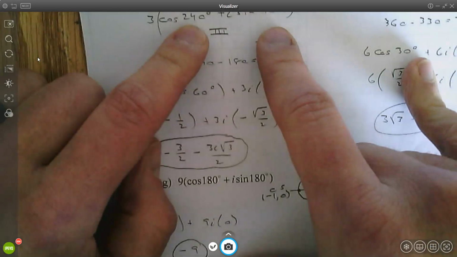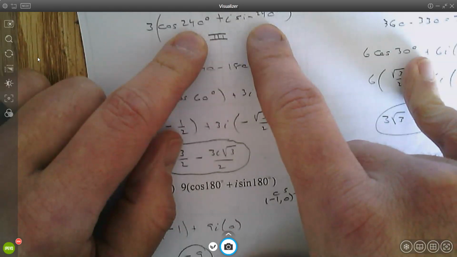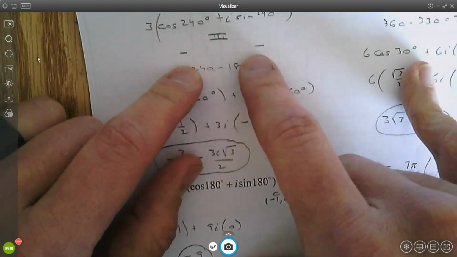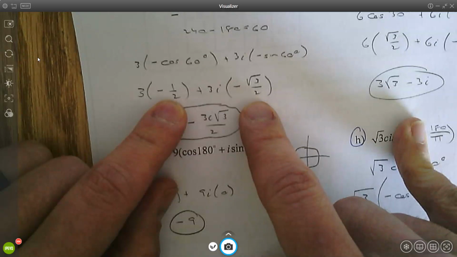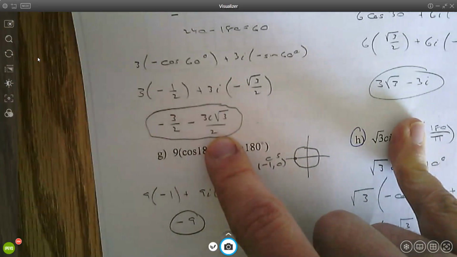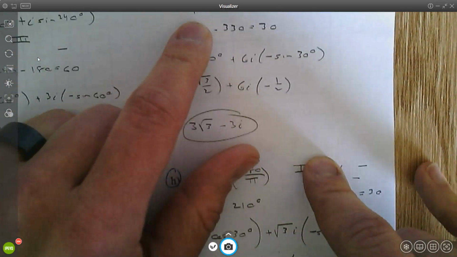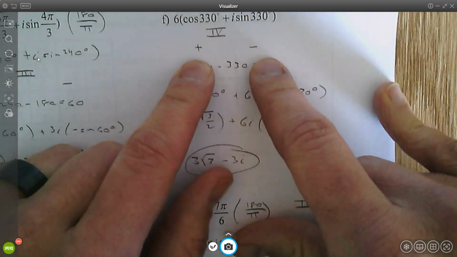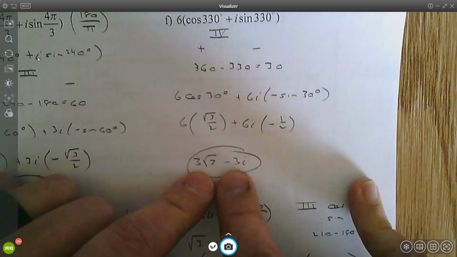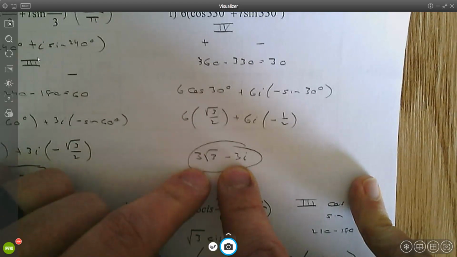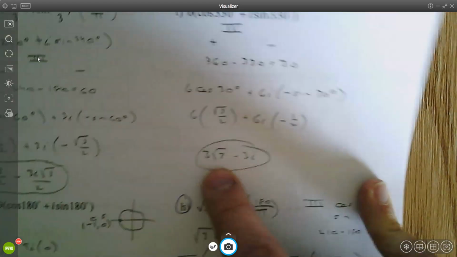E, you convert cosine 240, sine 240. Cosine is negative in quadrant 3, so is sine. So you're negating both of those values and then distributing. F, cosine is positive in quadrant 4, sine is negative. Distribute, you end up with this. 6 divided by 2 is 3, so that's why that 3 is in the numerator.